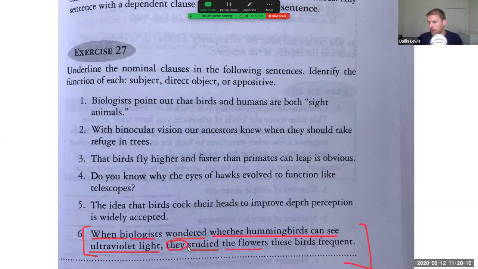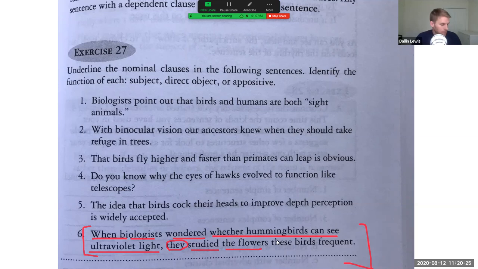They studied the flowers is another clause. Which flowers did they study? They studied the ones that these birds frequent. So the that for the relative adjectival clause has been dropped. Phew. Almost, you know, messed up that one.